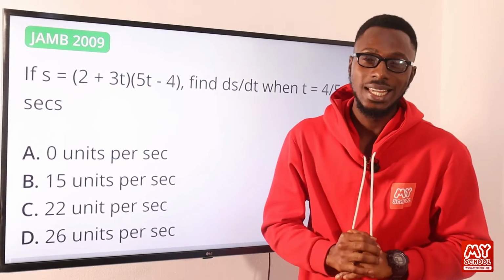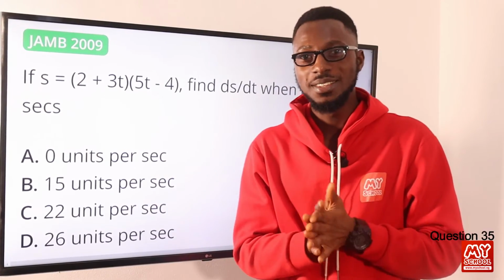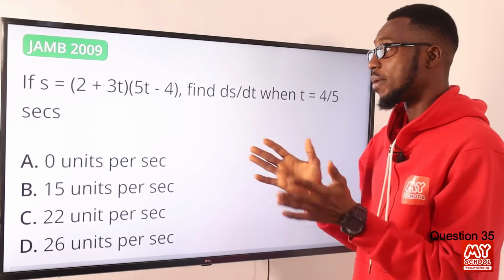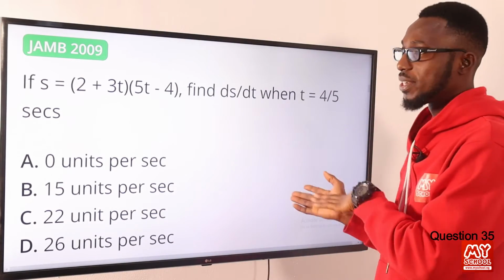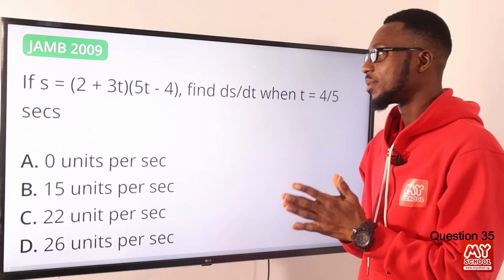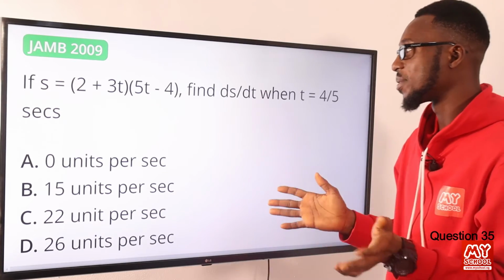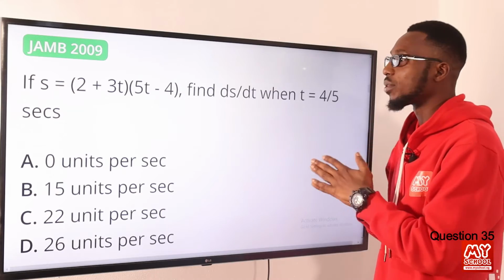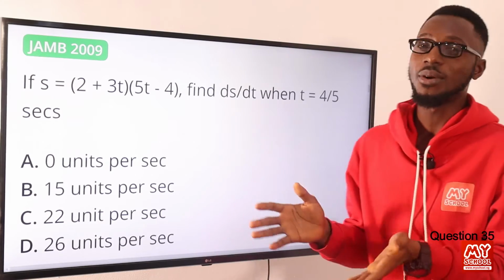We are going to solve questions 35 to 50. So let's start with question 35. If S equals (2 plus 3t)(5t minus 4), find ds/dt when t equals 4 over 5 seconds.